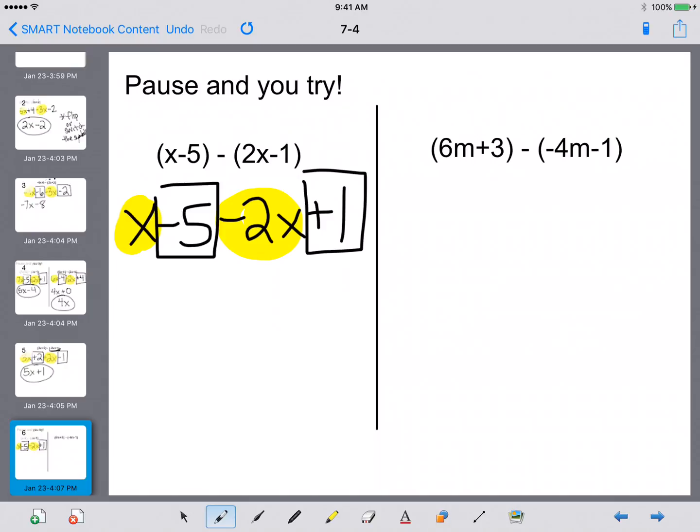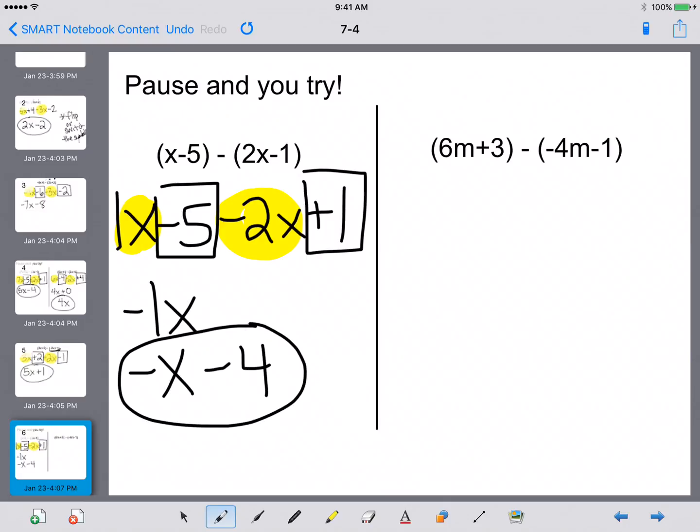This x means that there is one x there. So 1x combined with negative 2x, 1 minus 2, is negative 1x, or it can be written just as negative x. Negative 5 plus 1 is negative 4. There is your answer. That's how I want you to write it.